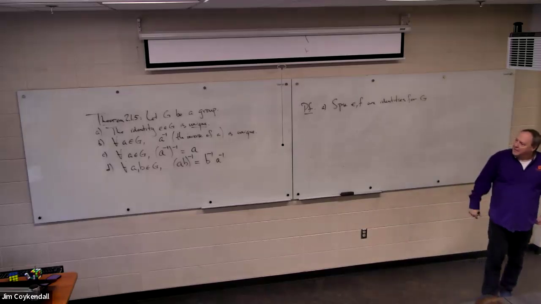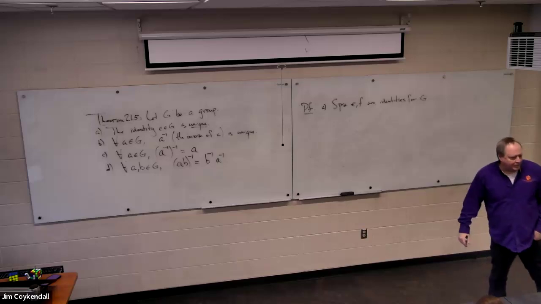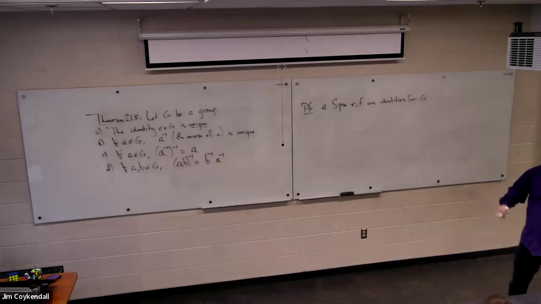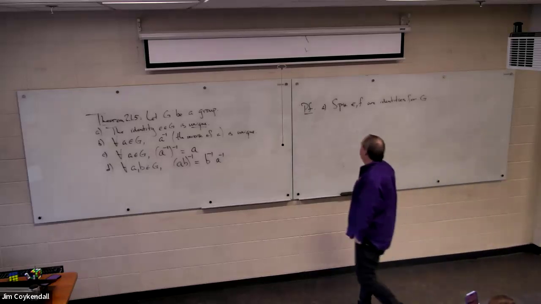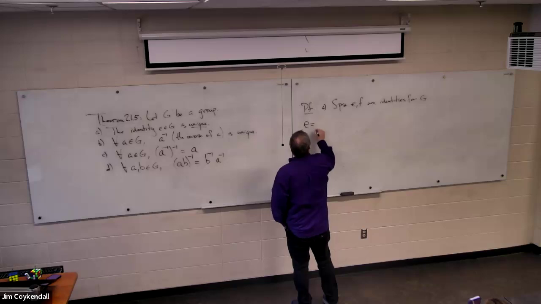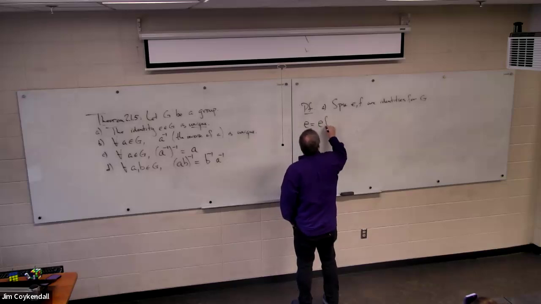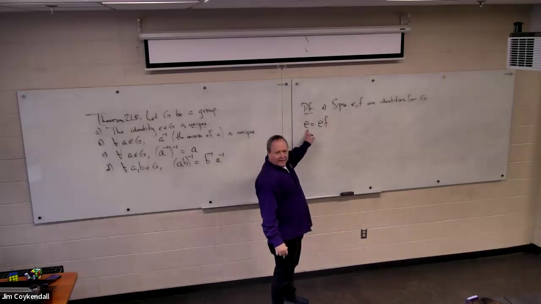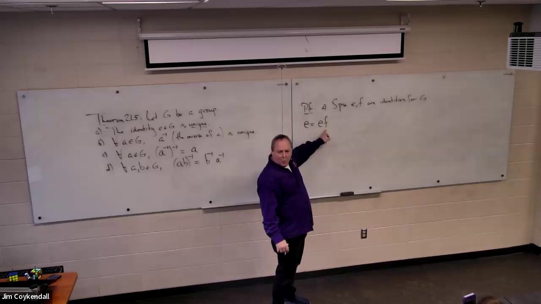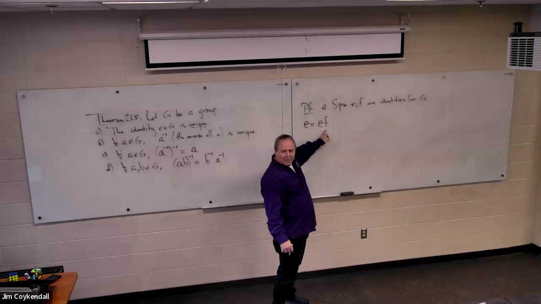Now, of course, my theorem here says that the identity is supposed to be unique. So I want to prove that E and F have to be the same thing. Everybody agree with that? Okay, so let's write this down. E is E times F. Why? Because F is an identity. Everybody agree with that? But on the other hand, E is an identity.